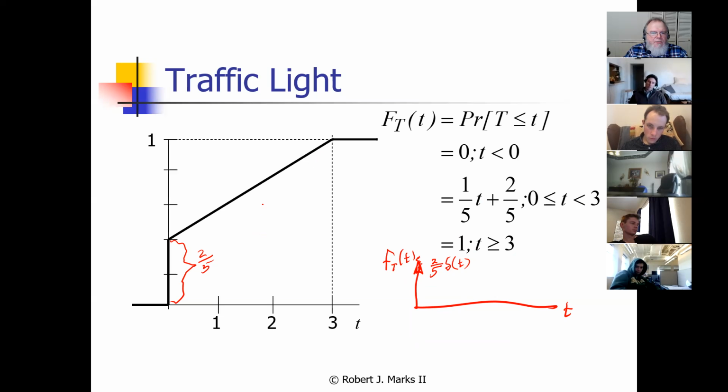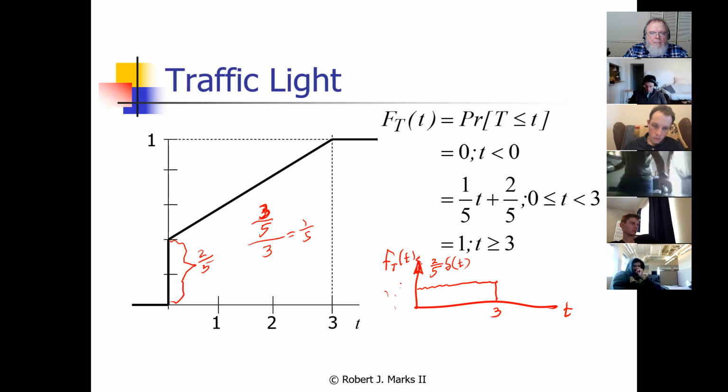The slope is the rise over the run, which in this case is 3/5. That's the rise over the run, which is 3. So it looks like it's going to be 1/5, correct? And that's going to be between 0 and 3. Right, derivative is equal to rise over run. So that's equal to 1/5.